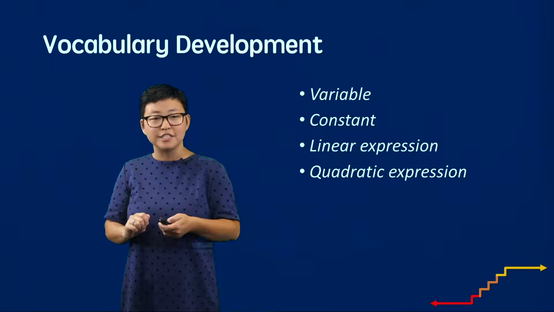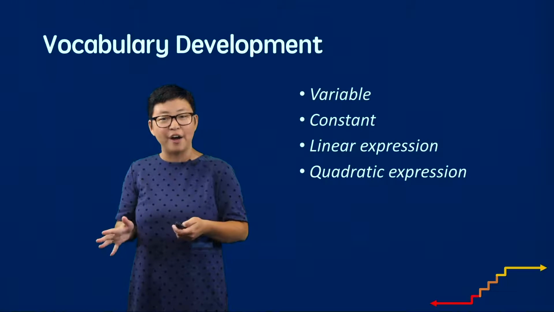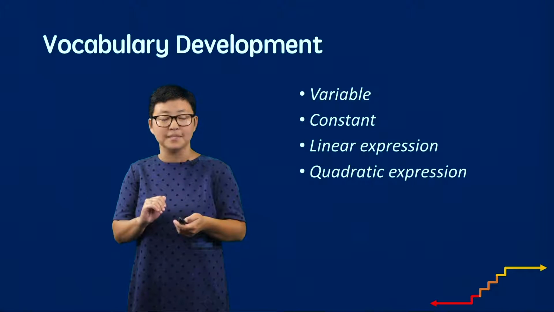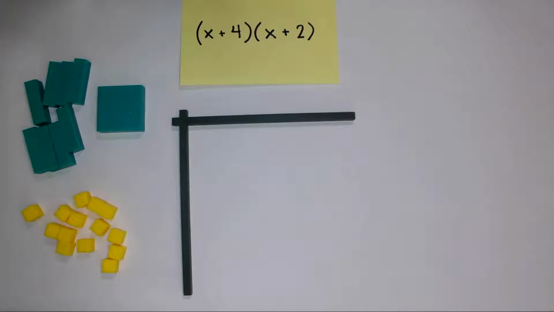Okay, we're going to turn now to the document camera, and we're going to look at how this actually looks with some algebra blocks. So to model how we're going to multiply linear expressions, we're going to use the example x plus 4 times x plus 2.